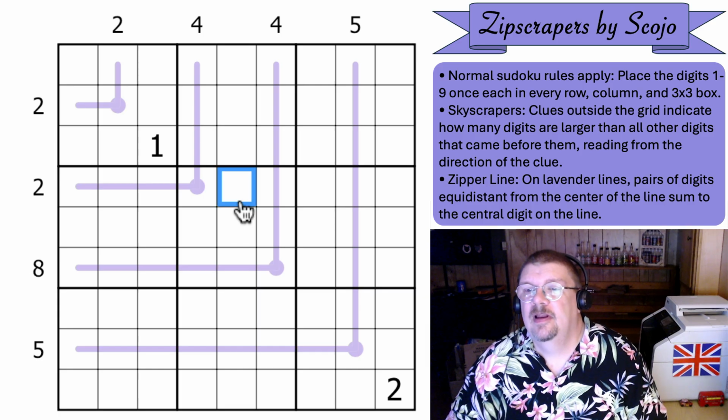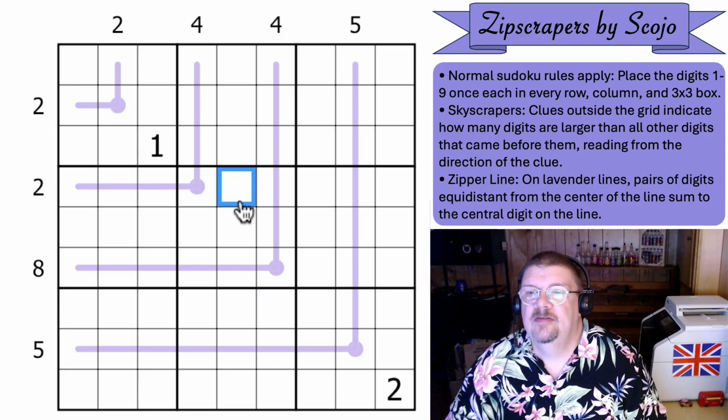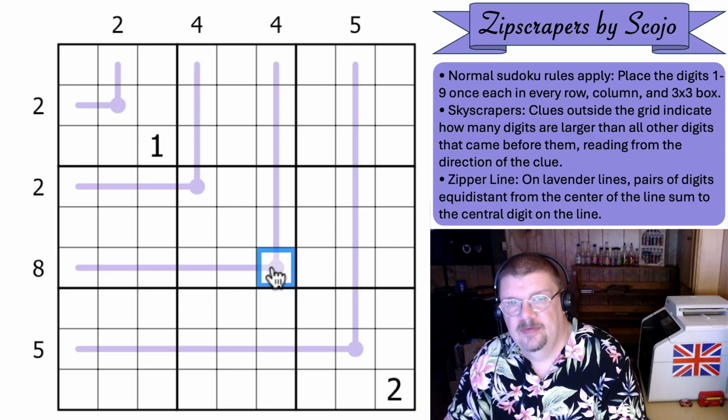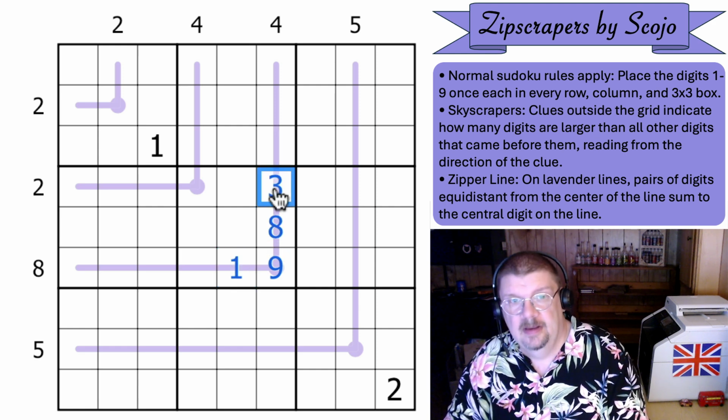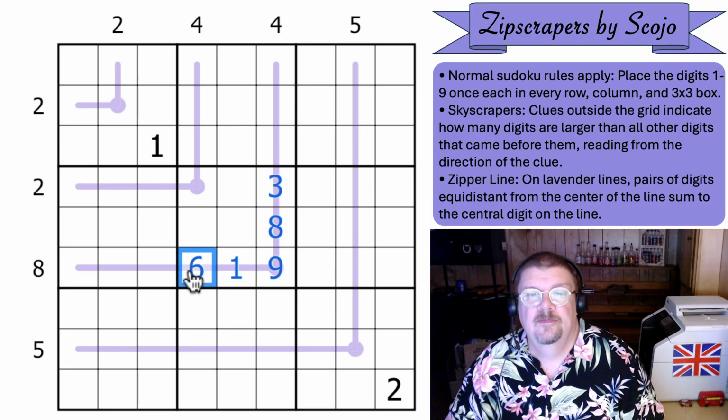Zipper lines. On lavender lines, pairs of digits equidistant from the center of the line sum to the central digit on the line. So these are all odd length zipper lines. We have a circle to help us identify the central digit. If this were a 9, then this could be a 1 and an 8. And this could be a 3 and a 6, for example.